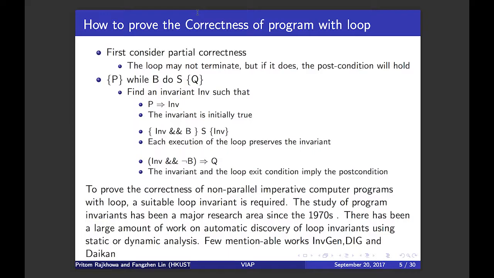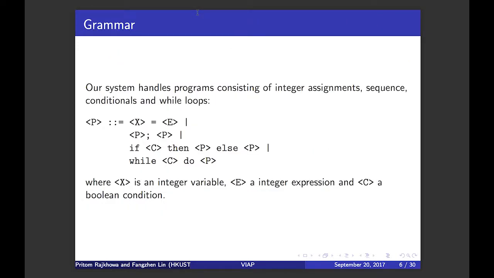The study of invariants has been a major research area since 1970. There has been a large amount of work on automated discovery of loop invariants using static and dynamic analysis. A few mentionable works are InvGen, then DIG, Daikon, and Alligator. In this paper, we consider a class of imperative programs composed of integer assignments, sequence, conditional statements, and a loop. And here is the grammar that our tool supports.